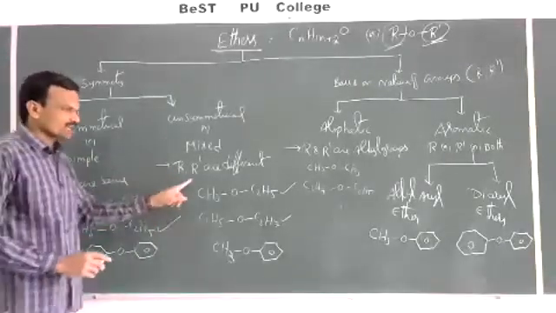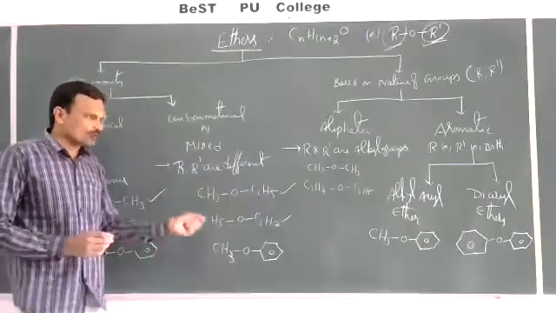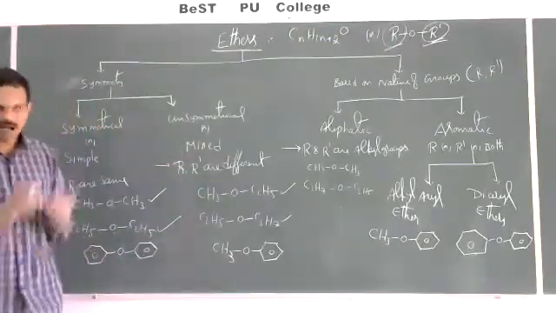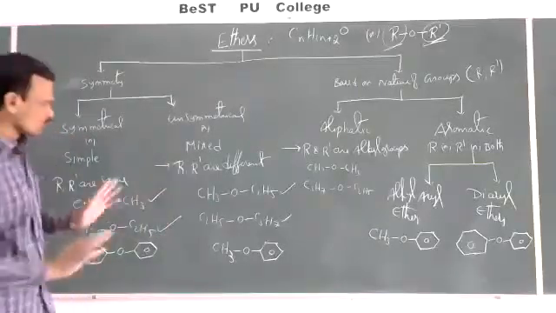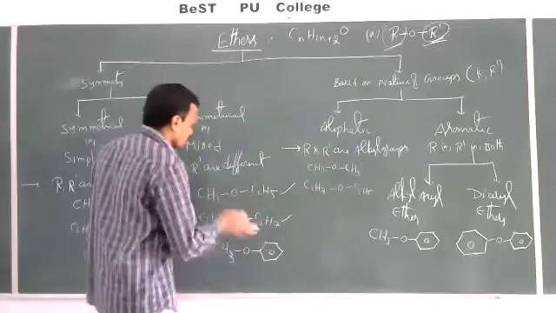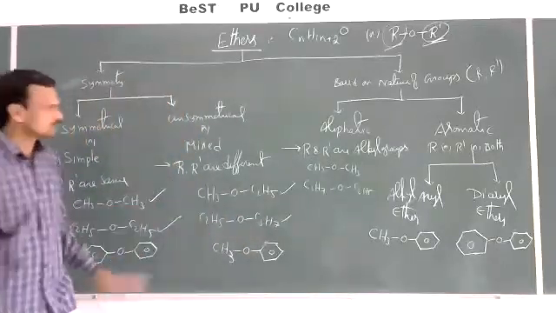Now, unsymmetrical means both groups should be different. Here also, one group is alkyl, one group is aryl, or alkyl and aralkyl, otherwise aryl and aralkyl, like that. Two groups should be there, two groups must be different. Maybe aryl or aralkyl or alkyl, whatever it may be.